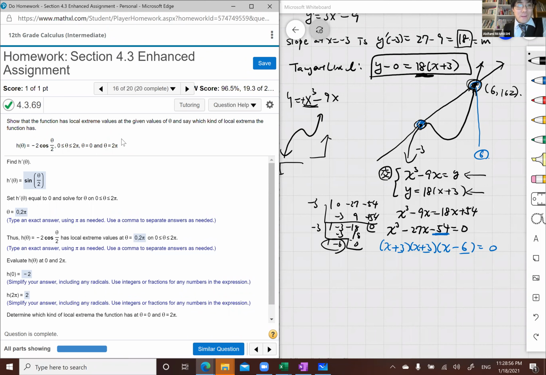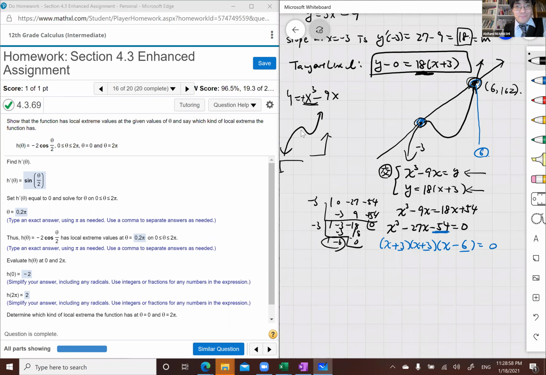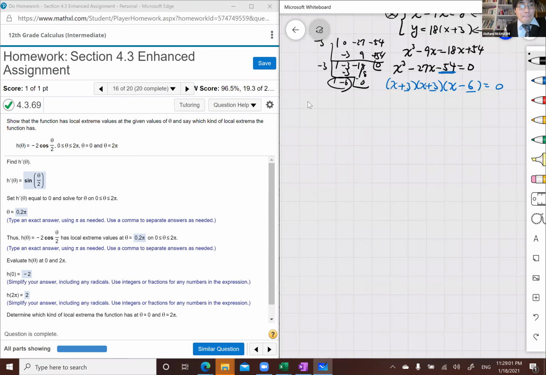Next question. It's just like a trig function. So number 16. h of theta is equal to negative 2 cosine of theta over 2. But the domain is 0 through 2 pi. Now we want to find extreme values. So we want to know at which point it has a local maximum or local minimum by finding a critical point. So let's differentiate.